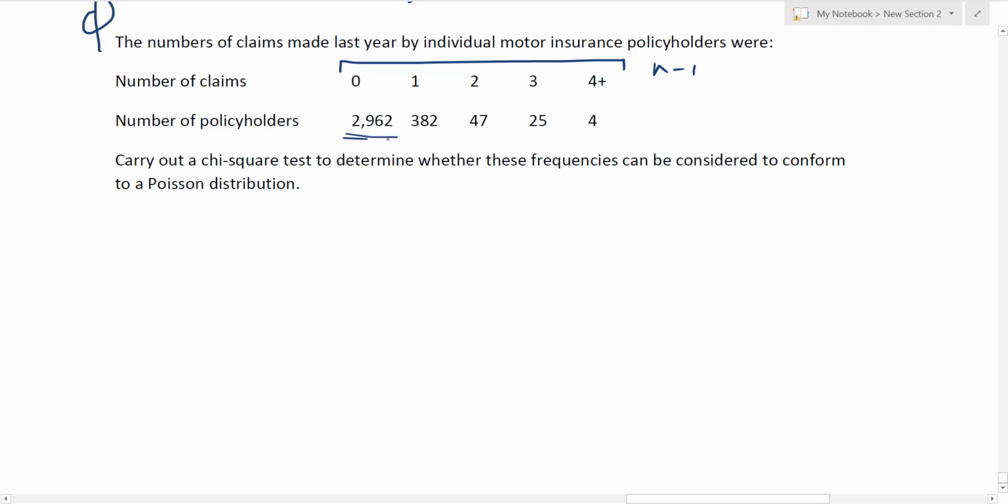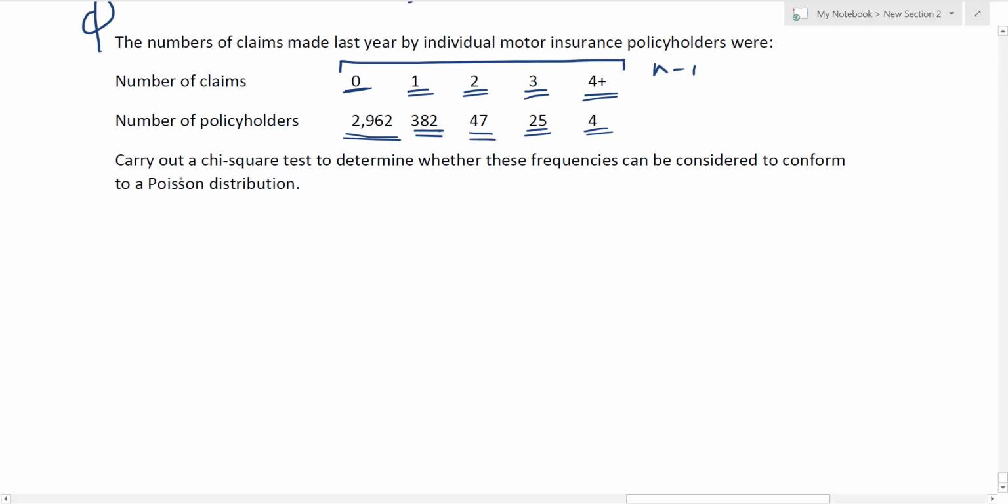2962 policyholders made 0 claims. They made no claim. 382 policyholders made 1 claim. 147 policyholders made 2 claims. 25 policyholders made 3 claims and 4 policyholders made 4 or more claims.